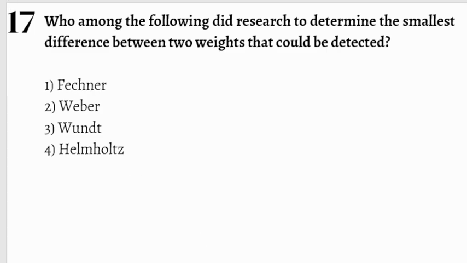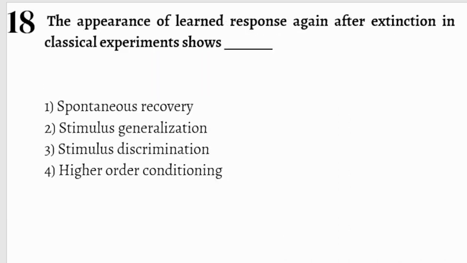Okay, yes, we discussed this in the first question itself. Who among the following did the research to determine the smallest difference between two weights that could be detected? That is just the definition of just noticeable difference, right? Who did the research on that? Weber. So 2 is the correct answer here. Very well done, everyone. Moving ahead to question number 18.